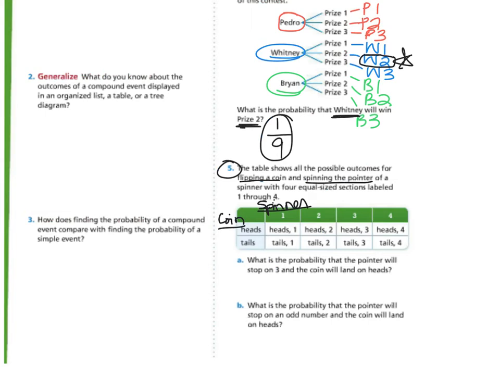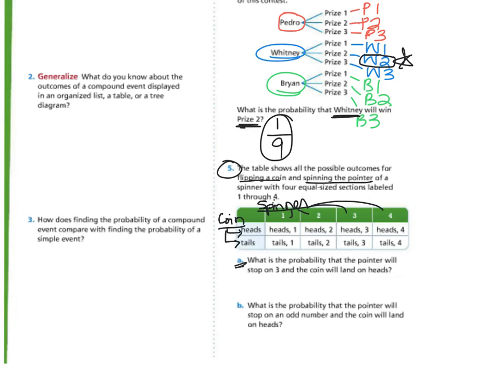Now let's take a look at question 5. The table shows all the possible outcomes for flipping a coin and spinning the pointer of a spinner with 4 equal-sized sections labeled 1 through 4. The coin can either land on heads or tails. It only has 2 options. The spinner has 4 options, and each of those are numbered 1, 2, 3, or 4.